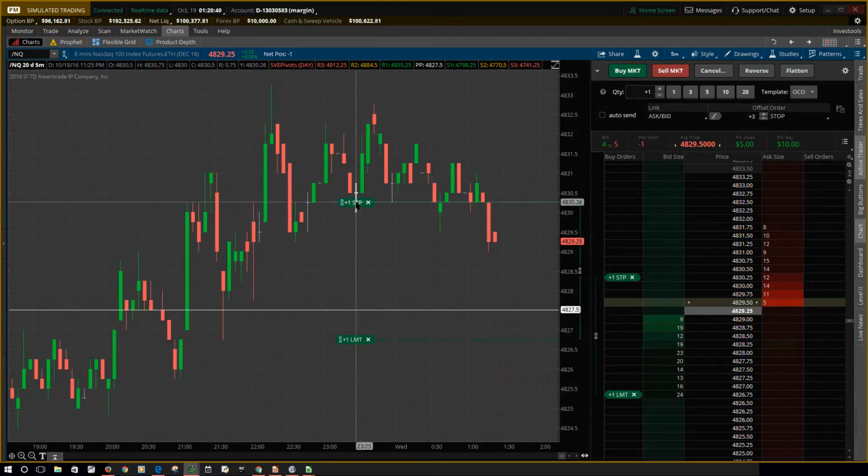Now you can see that I have two orders, and these orders are linked. That's what this little symbol is here. It's letting you know these orders are linked. That means that once one of these orders is filled, the other order is canceled. If my stop is filled, my limit order down here for my target should be canceled.